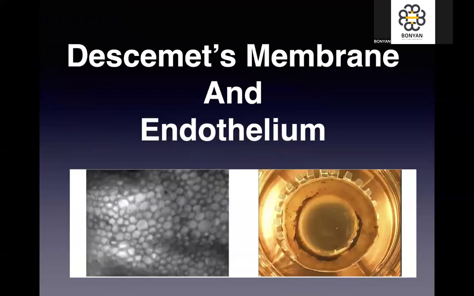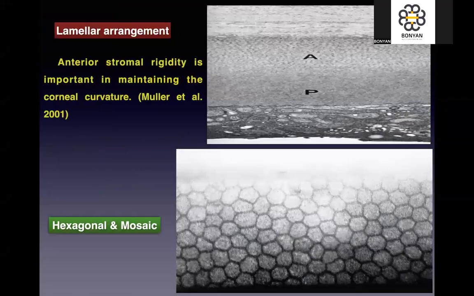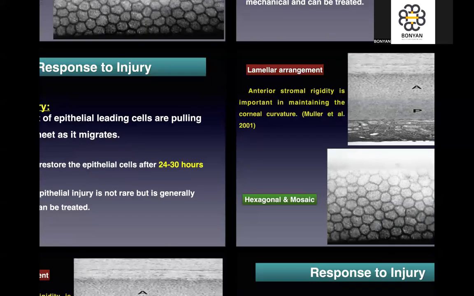I told you about the corneal stroma and the corneal endothelium, and look here, the anterior stromal rigidity is important in maintaining the corneal curvature, and the posterior stroma. Look here at the photo, the arrangement of lamellae in the anterior stroma is different from the posterior. So dissection in the posterior stroma is much easier than in the anterior because it's not the same pattern of arrangement. And down here, this is the hexagonal appearance and the mosaic appearance of the endothelial cell layer.